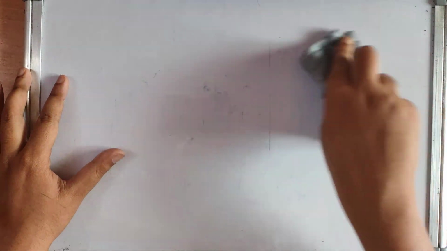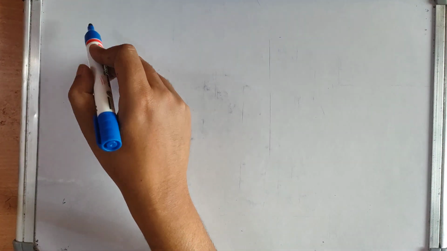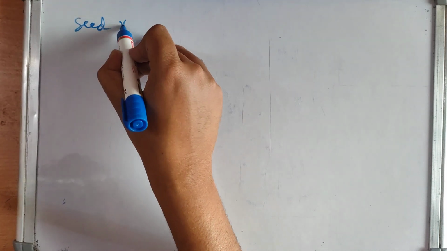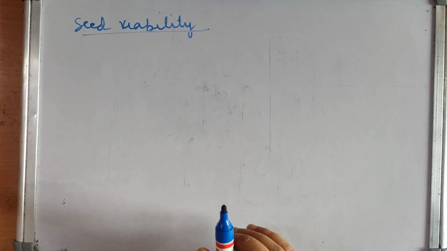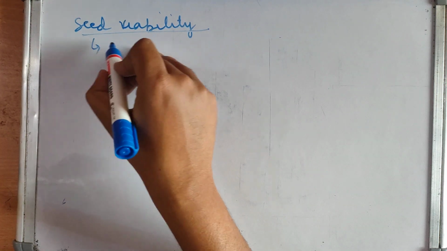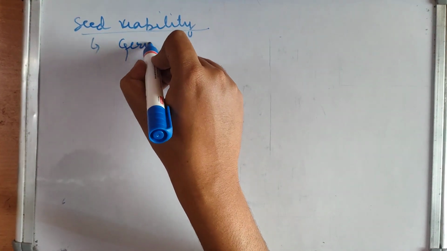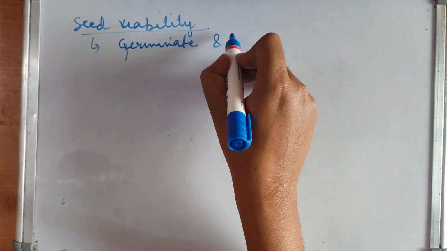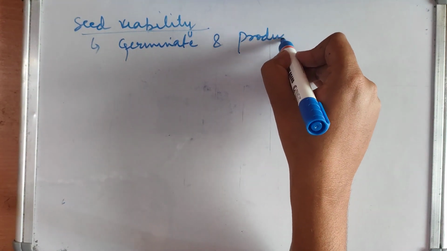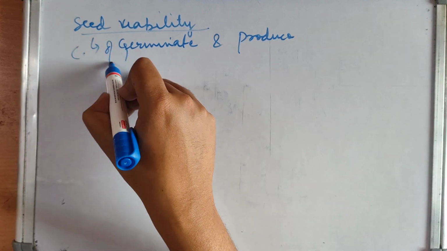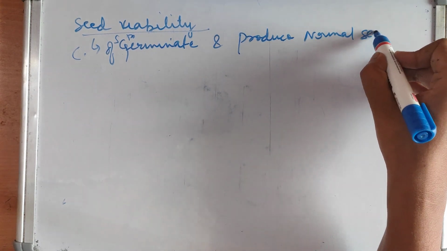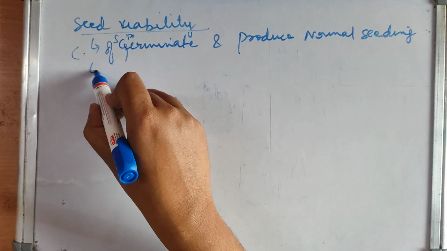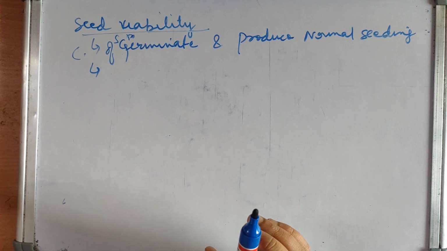Now what is seed viability? Seed viability refers to the capability of seed to germinate and produce a normal seedling. It is a measure of how many seeds are alive and could develop into plants.